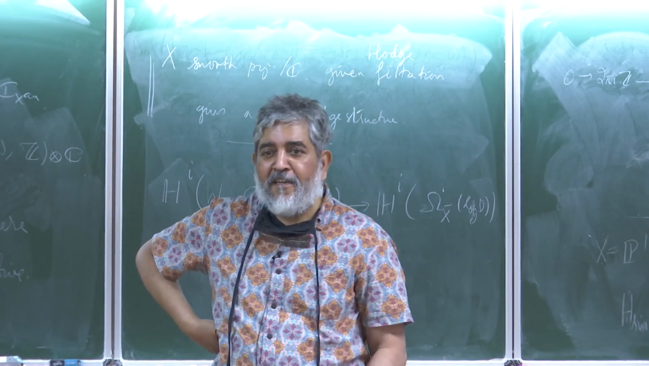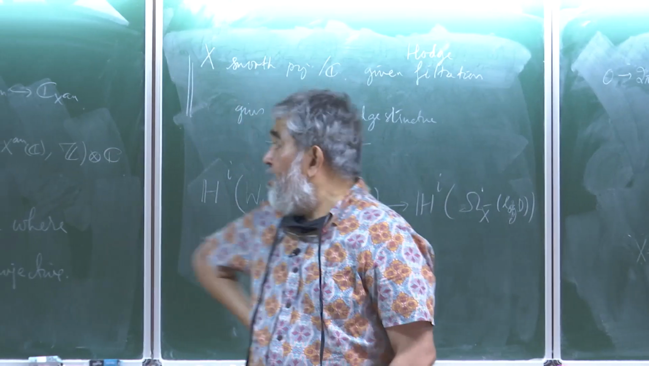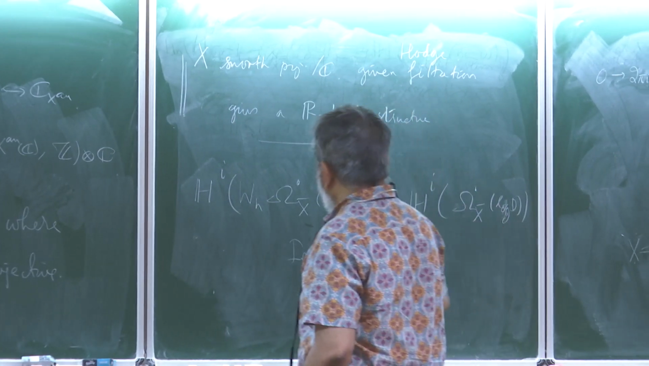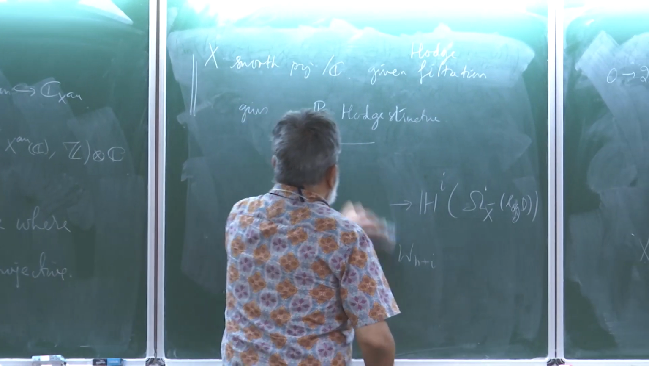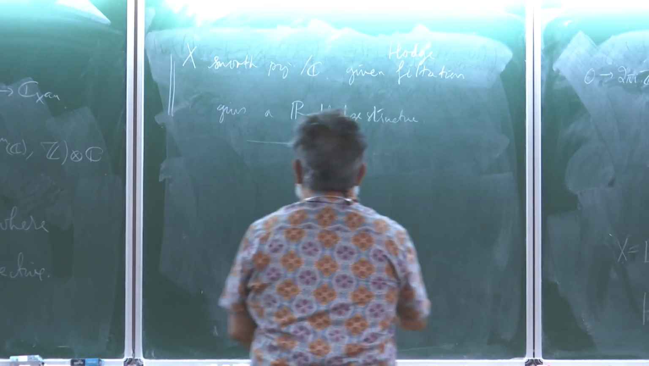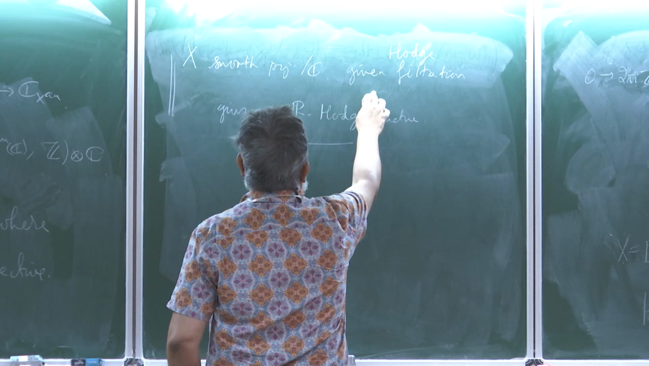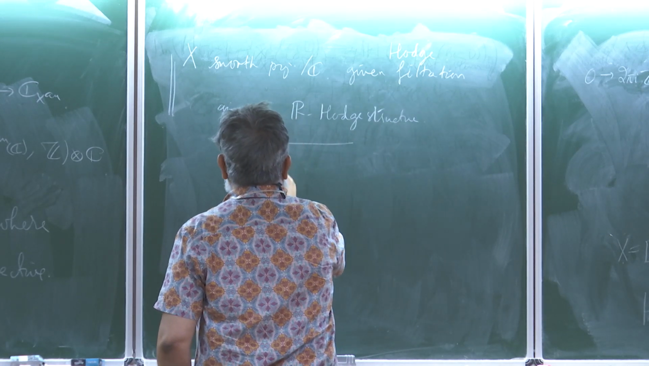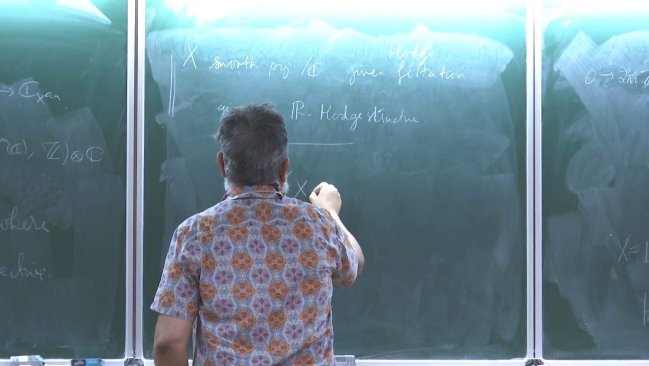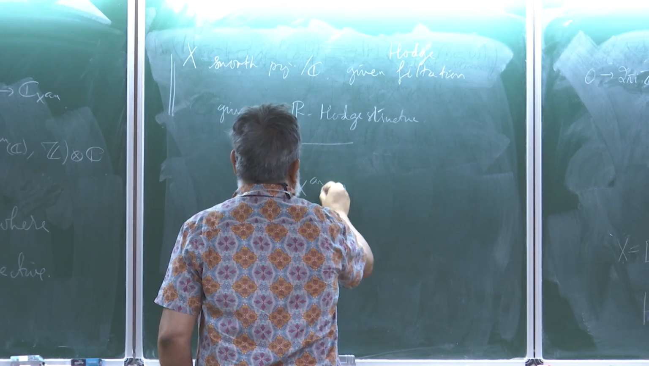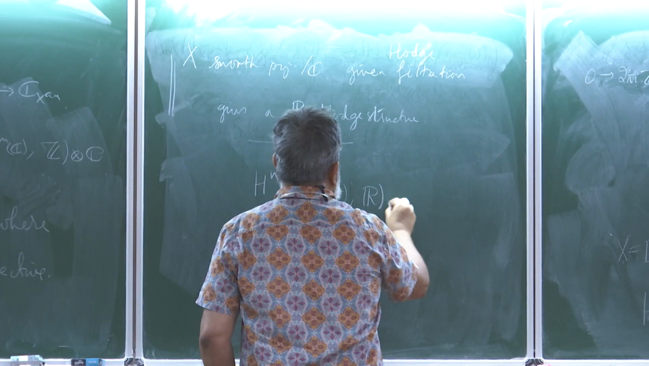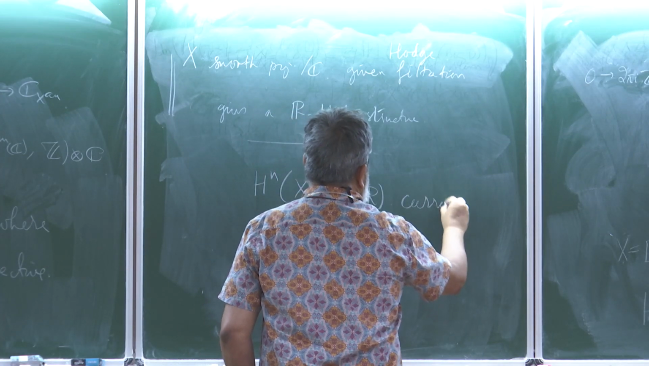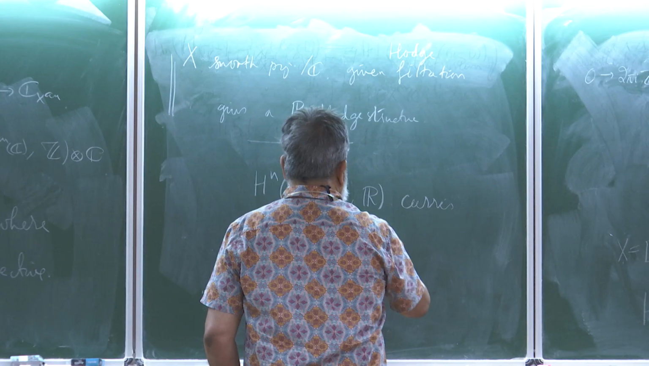Are there some questions? So this is a pure Hodge structure of weight n, maybe I should have said this. X is a smooth projective variety, and then H^n of X analytic, with Q coefficients or R coefficients, carries a pure Hodge structure.